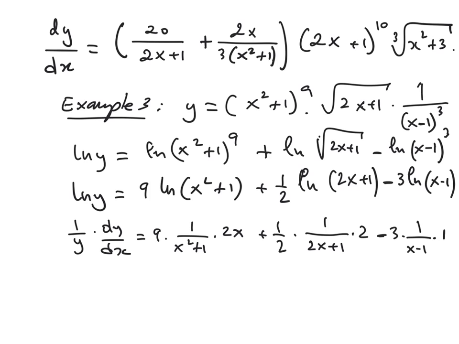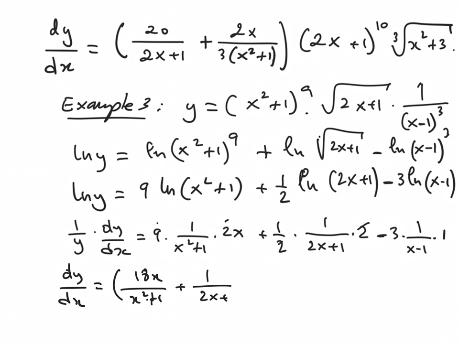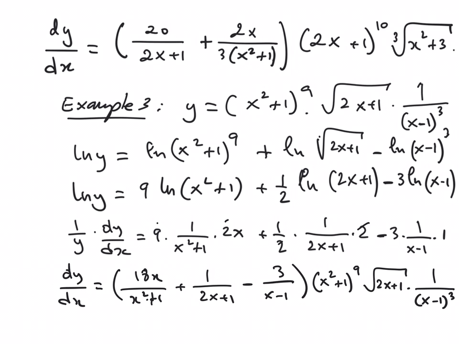We now multiply both sides by y and simplify to obtain dy over dx equal to 9 and 2x, that gives 18x over (x² + 1), plus 2 and 2, 1 over (2x + 1), minus 3 over (x − 1). Multiply all this by y, the given function, (x² + 1) to the power 9 times the square root of 2x + 1, multiplied by 1 over (x − 1) to the power 3. Now we can see that this method is much more efficient than using the basic rules of product and power rules.